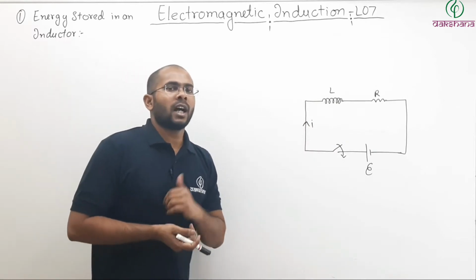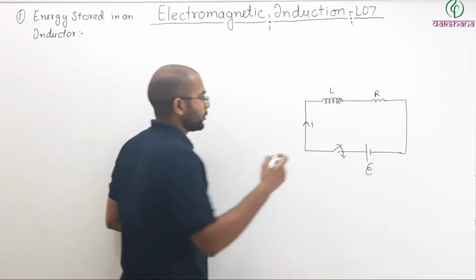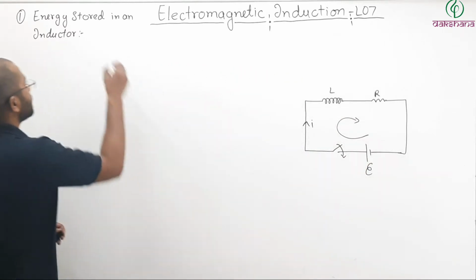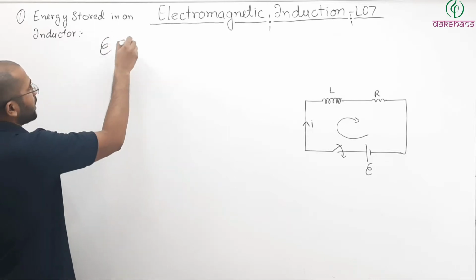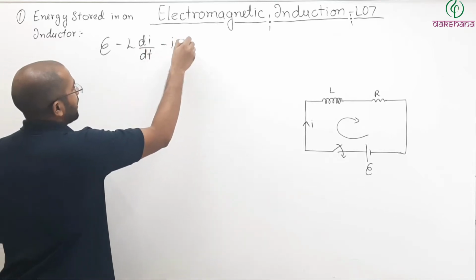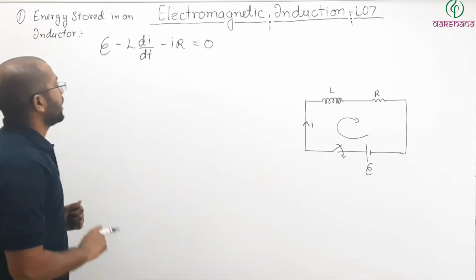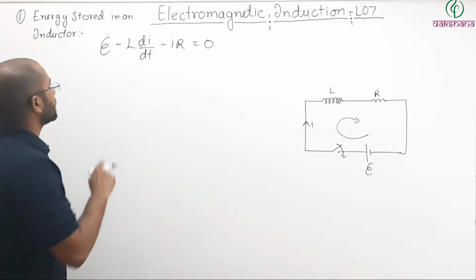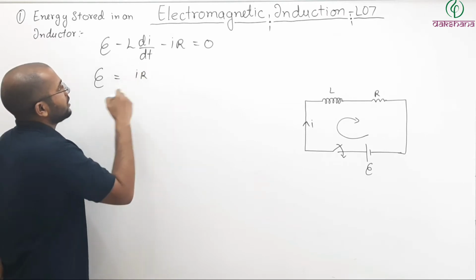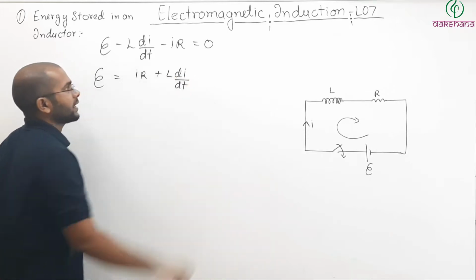Now let us try to find how we can calculate how much energy is stored in your inductor. Let us apply the loop law. If I apply the loop law on this circuit, the equation may be written as EMF minus L di by dt minus I times R equals 0. Let us rearrange it a little bit. I can also write it as EMF equals I times R plus L di by dt.